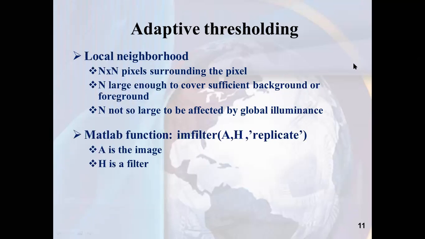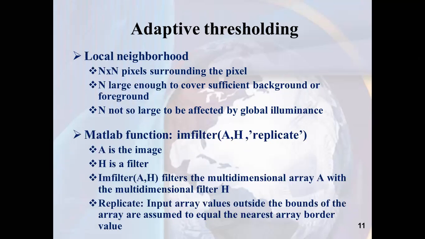So for that we apply what's called an image filter. Image filter A, H, replicate. A is the image, H is a filter, and I choose a type of filter. Later we will say what the types of filters are. Image filter A, H filters the multi-dimensional array A with the multi-dimensional filter H. So we create a filter, then we apply the filter on each region of the image.